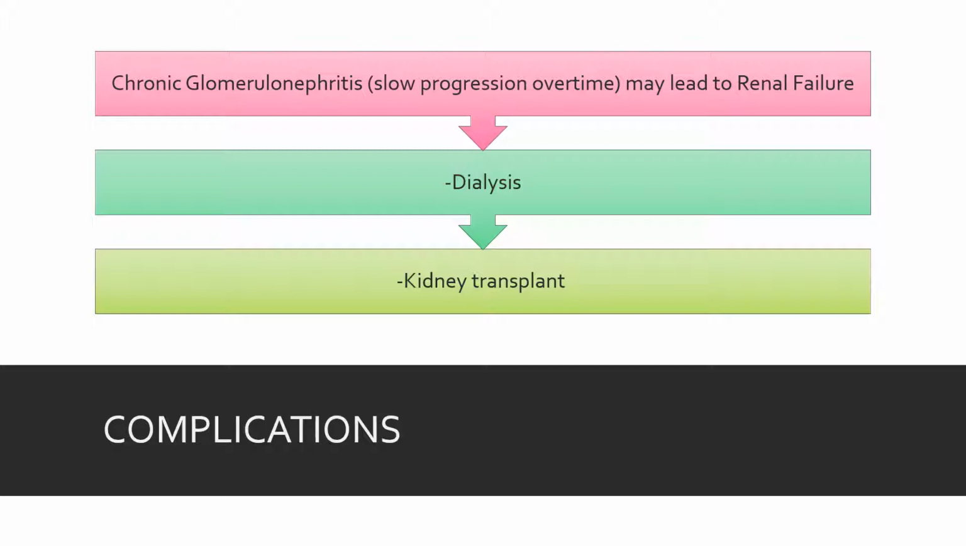A complication of acute glomerulonephritis will be chronic glomerulonephritis, and this is a slow progression. It occurs over time, and it can ultimately lead to renal failure, which is another complication. So dialysis is going to be used to work as the kidney. So when the kidney is no longer able to filter the blood, then dialysis treatment will be used to work as the kidney to filter the blood. Now, once dialysis is no longer an option, patients may need to refer to a kidney transplant.